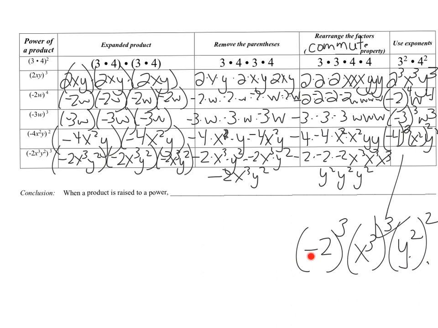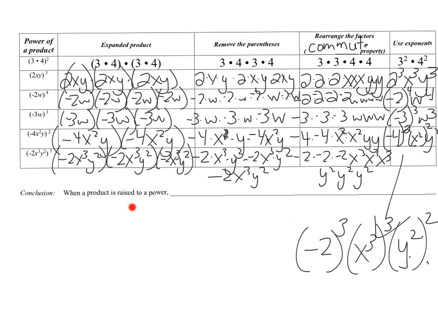Down here, negative 2 to the third, you can figure that out. X to the third, you can just multiply that. Y to the second, you can just go ahead and multiply that. So when we fully simplify this stuff, you are going to multiply the stuff out if you need to. But the point that I'm trying to make is, what am I doing with this exponent on the outside of parentheses? I'm just bringing it in and applying it to the exponents on the inside of the parentheses.